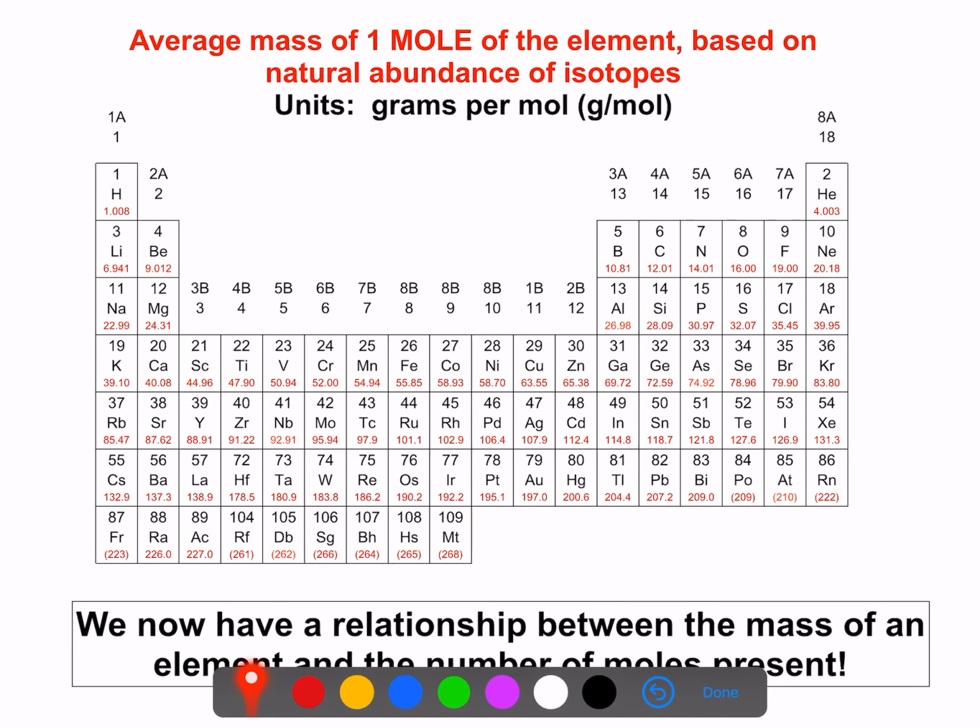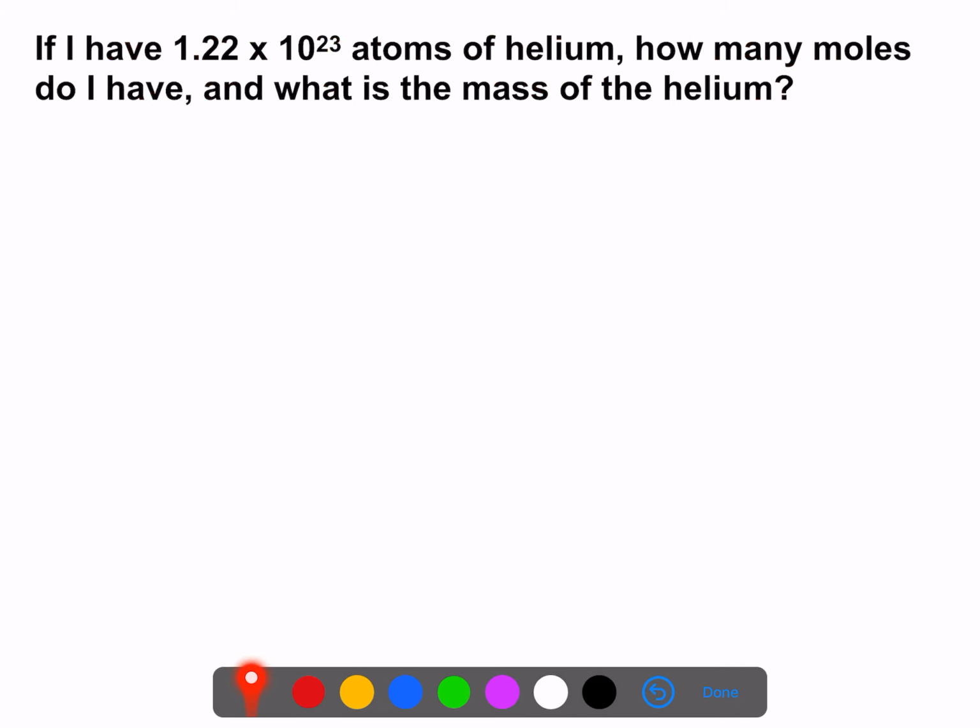Okay. The other thing that this gives us is a relationship between the mass of an element and the number of moles present. So, for instance, we can look at a problem where if we have 1.22 times 10 to the 23rd atoms of helium, how many moles are present? And also, what is the mass of that helium? How many grams of helium do we have?